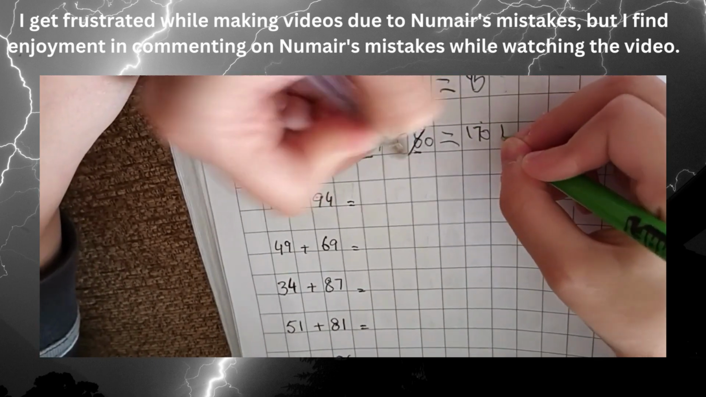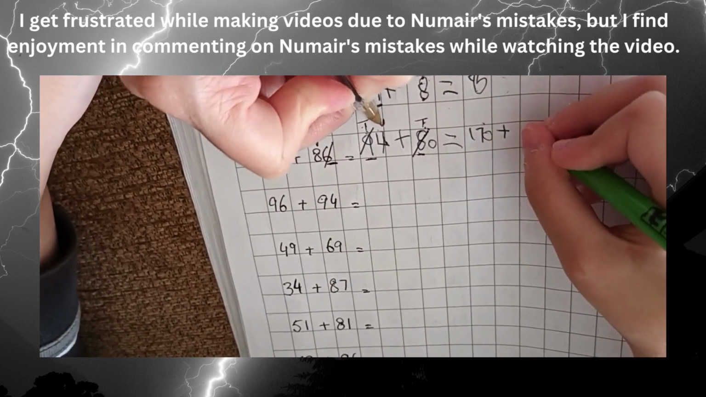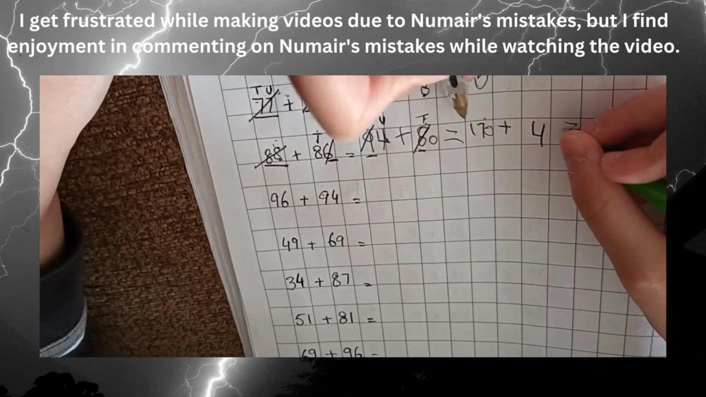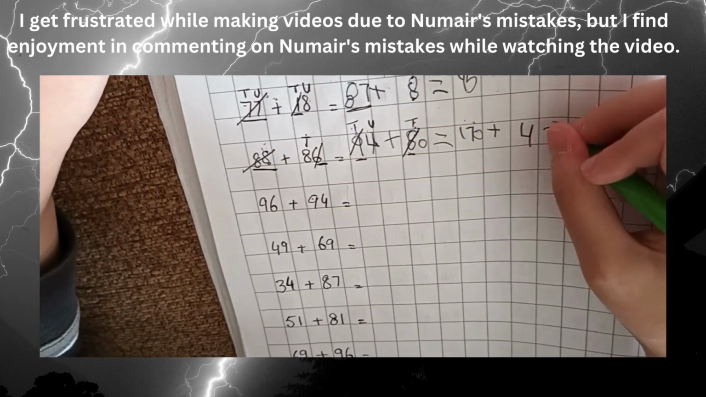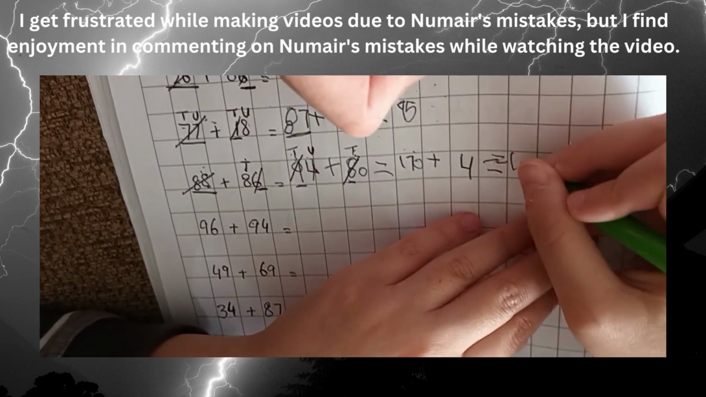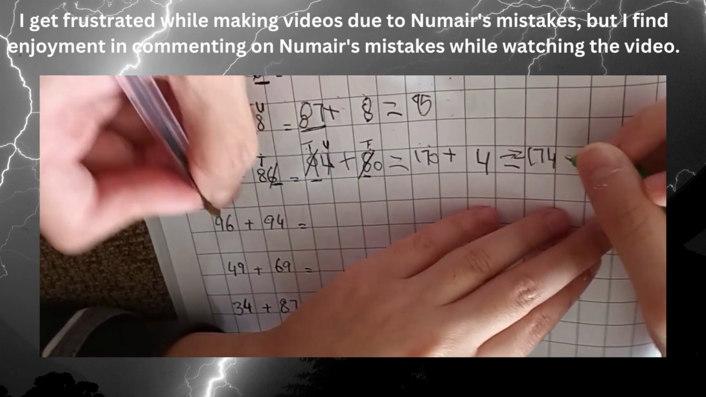Okay, so we will cut this 8 and this. What is left? 170 add 4 units. Okay, so now you know the answer. 170 add 4 makes what? 174. Good boy. See, that's so easy.